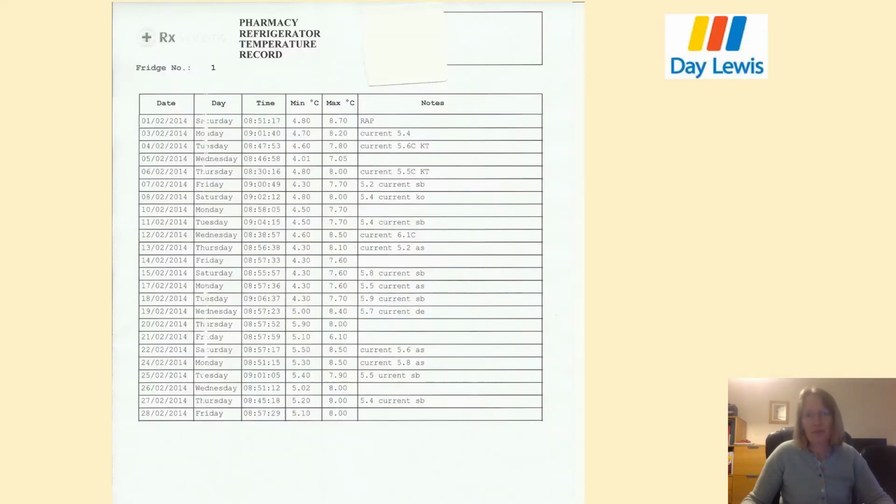And then also you can see here, this is an electronic temperature record. As I say, everything's done online with Day Lewis, so we log our temperatures every morning and get it all signed off. So that one's from a bit of a time ago, but yeah, it's all electronic these days for Day Lewis, but not in all pharmacies.